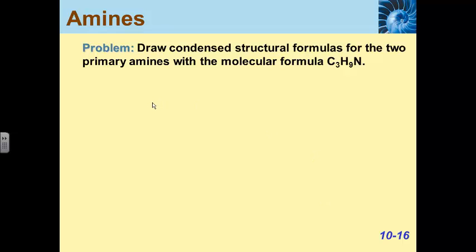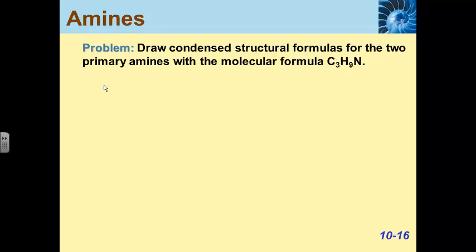Let's draw 2 primary amines. Draw a condensed structural formula for the 2 primary amines with molecular formula C3H9N. The middle is misleading where it says 2 primary amines. Well, I think they're talking about 2 primary structures. One will be primary, one will be secondary. Let's take a quick peek.